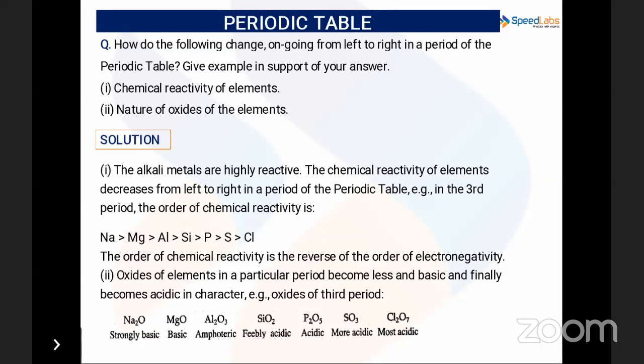So if we talk about this specifically in period 3, Na2O will give you the strongly basic compound, and Cl2O7, the oxide of chlorine, you will get the most acidic compound. Okay, so like that questions may be based on electronegativity, chemical reactivity, or the formation of oxides. अभी ये question पढ़ते पढ़ते एक term आ गया था: the order of chemical reactivity is the reverse of the order of electronegativity.